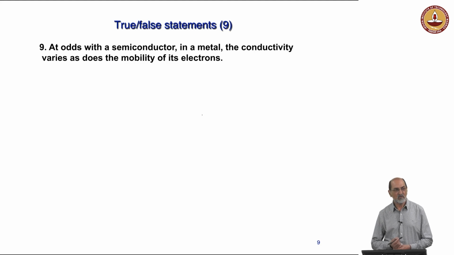So what controls the conductivity in a metal is the mobility of the carriers, that is, the electrons involved.